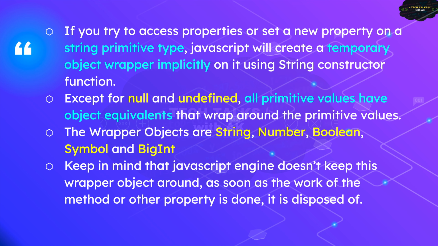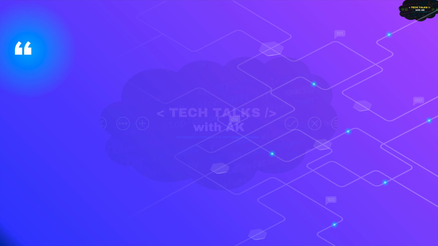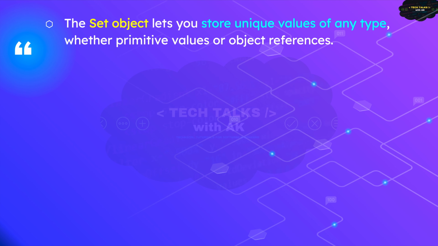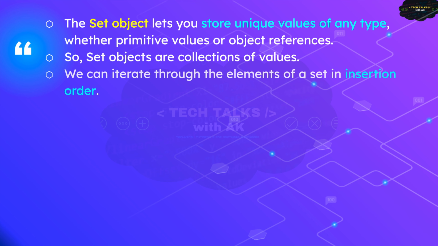Next question is, what is the Set object and how does it work? And the answer is, the Set object lets you store unique values of any type, whether it's primitive values or object references, as a collection. So Set objects are a collection of values. We can iterate through the elements of a Set in insertion order.